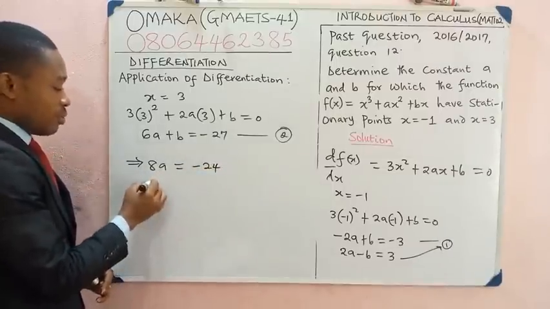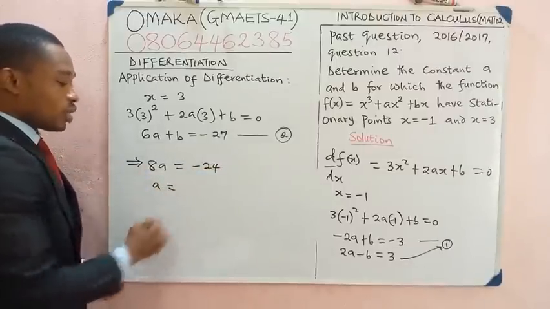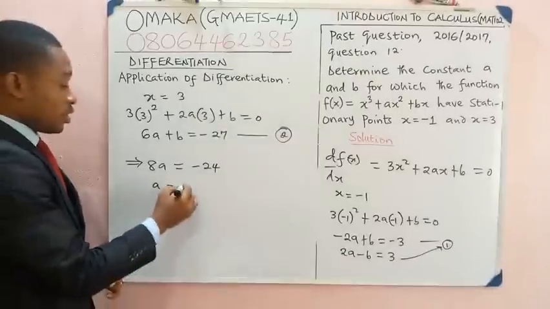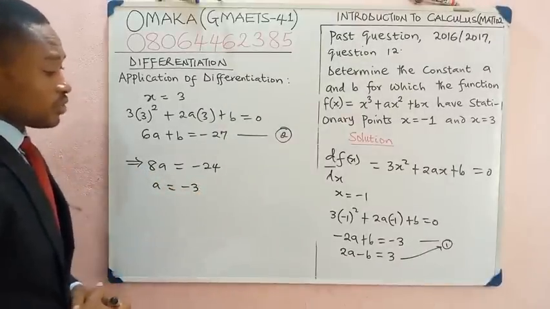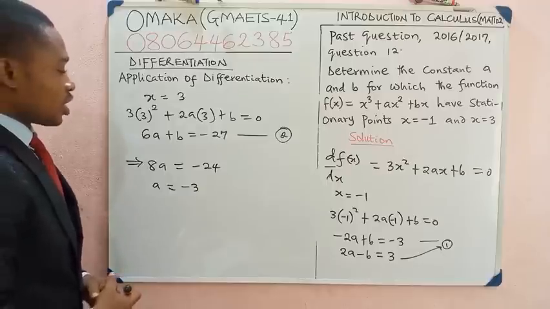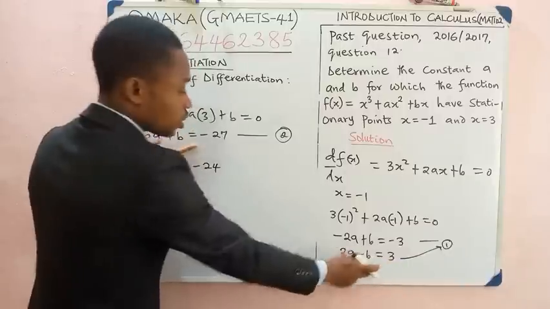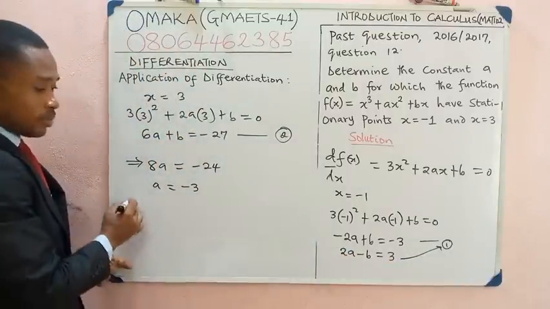Then divide through by 8. You get a equal to what? Minus 24 divided by 8 will give us minus 3. So we have gotten a equal to minus 3. We can now get b. To get b, use either equation 2 or equation 1, it is a choice. I prefer to use 1.